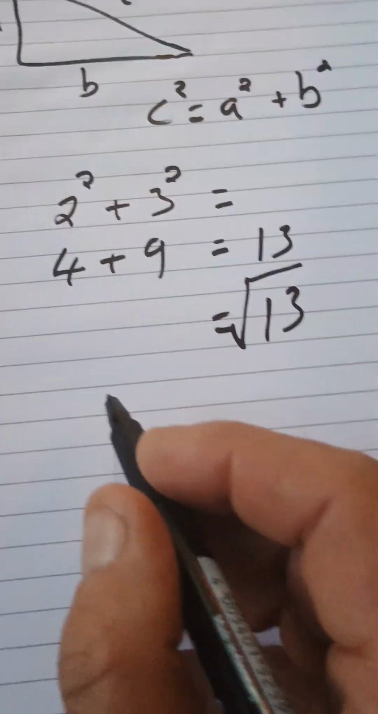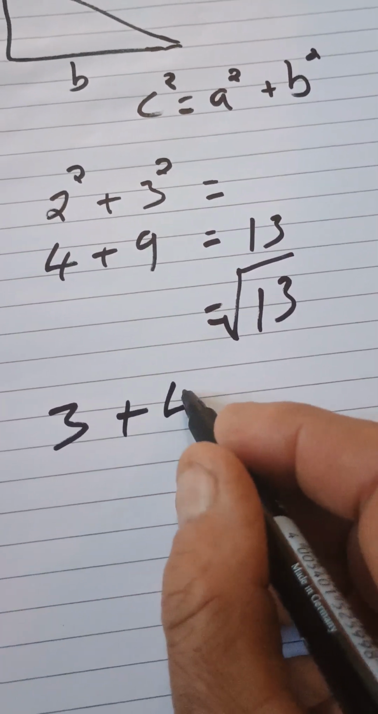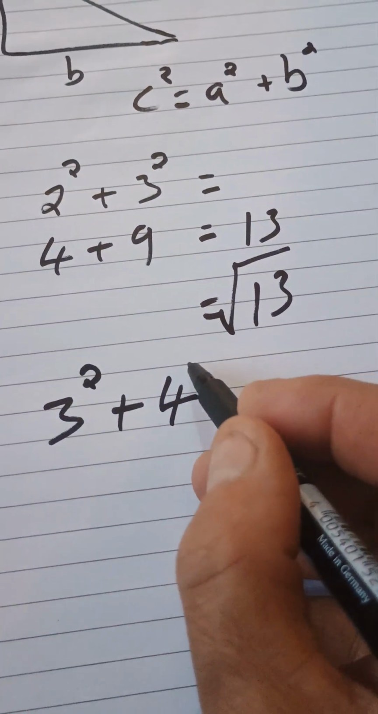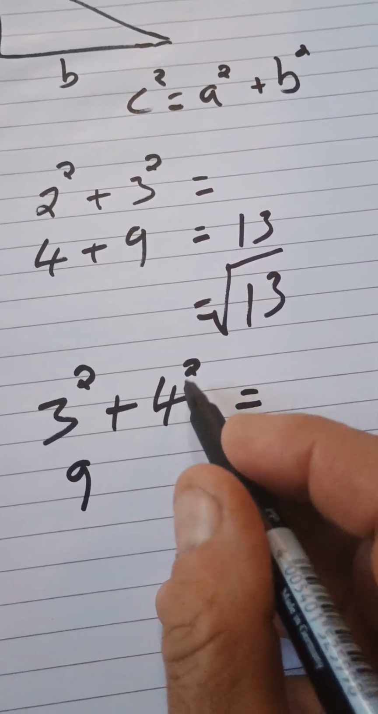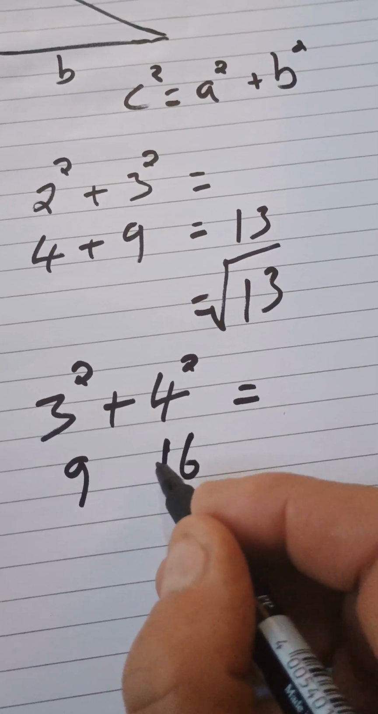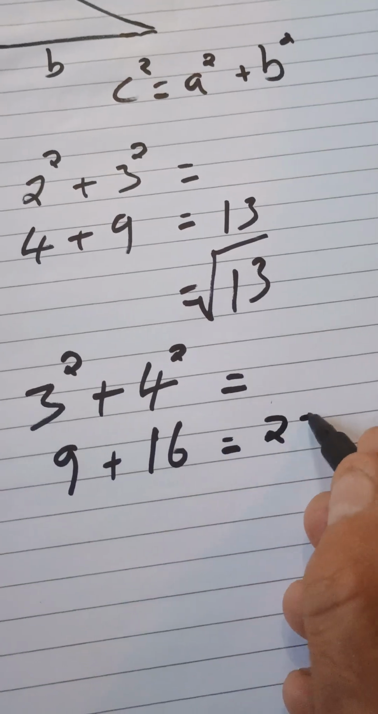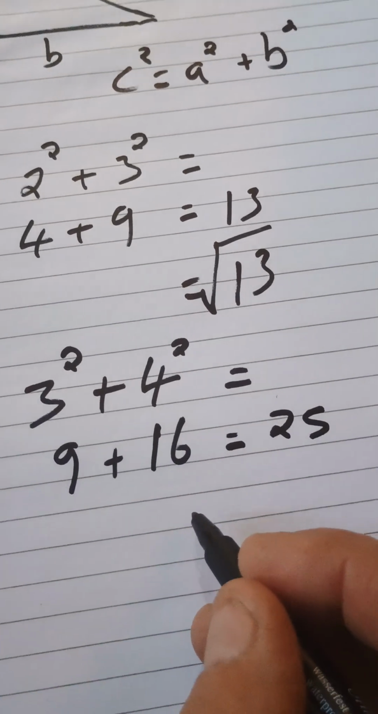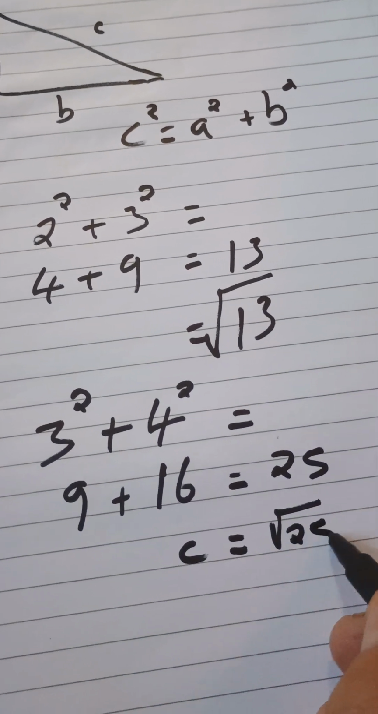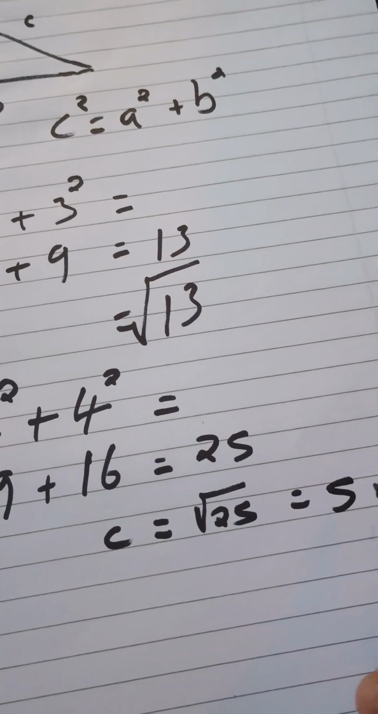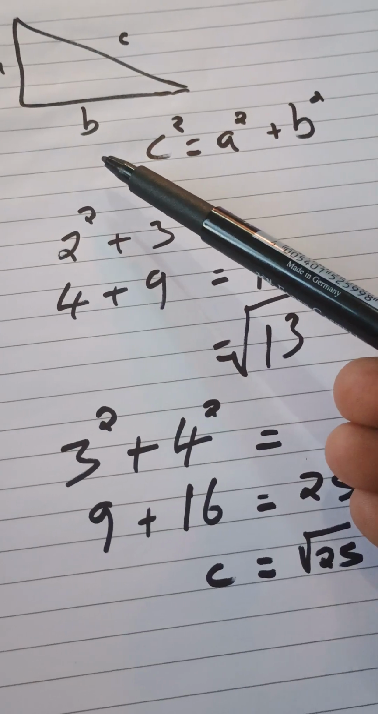So perhaps they were 3 and 4. See if that works a bit easier for us. And we might not need a calculator this time. So 3 3s are 9. 4 4s are 16. And so we get 9 plus 16, which is 25. And of course, then what we need for our C is the square root of 25. That one I can do in my head. So that's a 5.